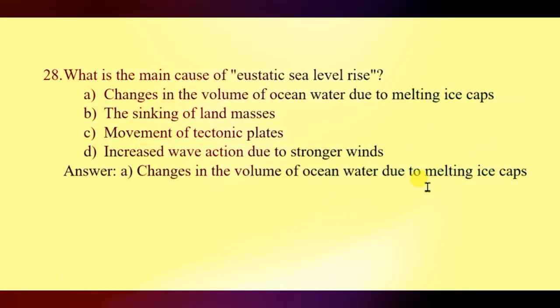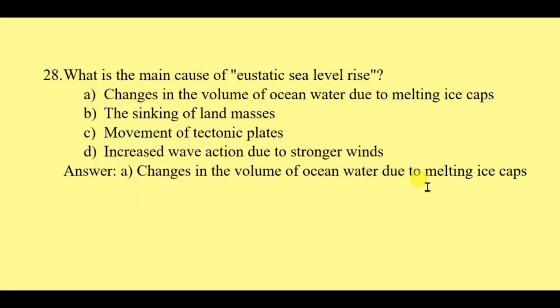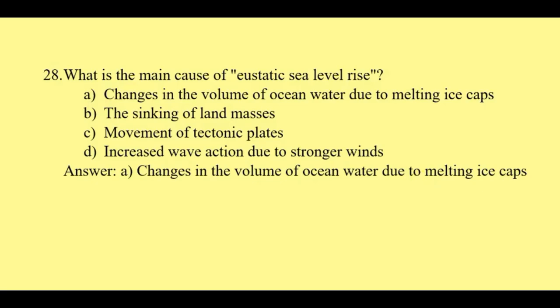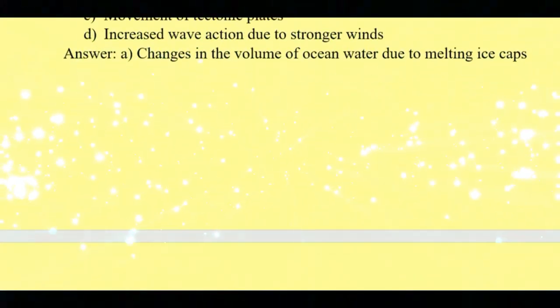Question 28. What is the main cause of eustatic sea level rise? Changes in the volume of ocean water due to melting ice caps, the sinking of land masses, movement of tectonic plates, increased wave action due to stronger winds. Here the right answer will be changes in the volume of ocean water due to melting ice caps.